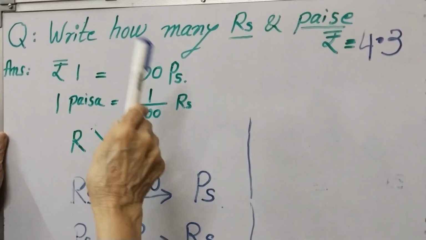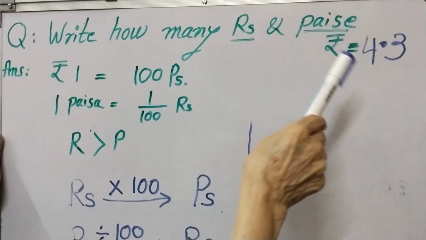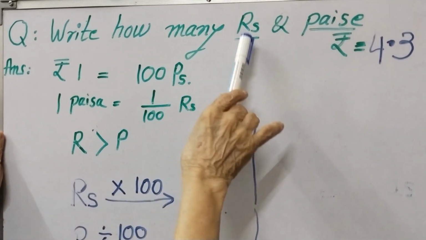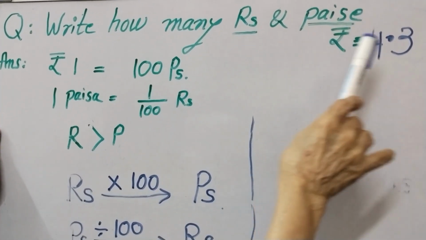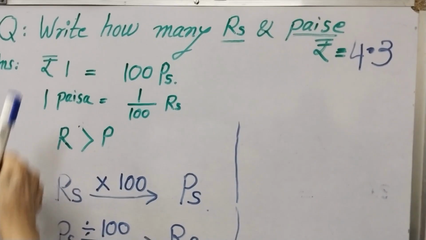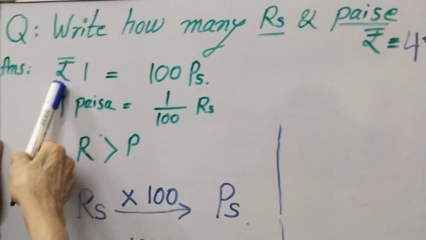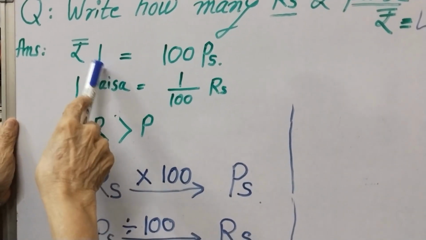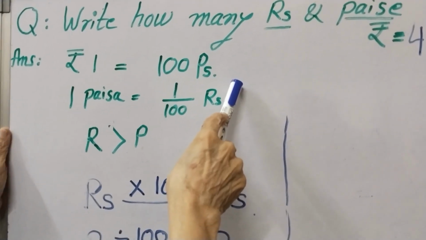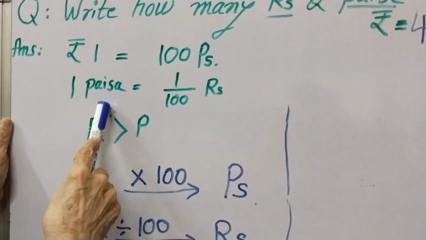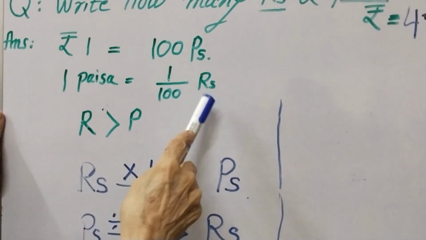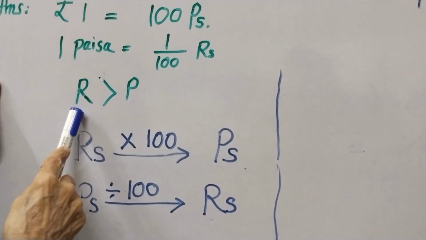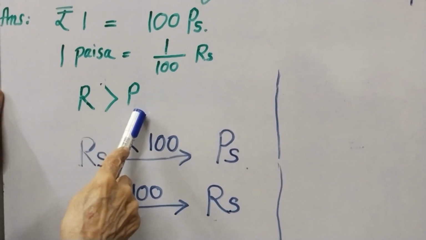This second question we have chosen to give us enough practice, meaning the method remains the same. Write how many rupees and paise are in Rs 4.3. Rs is a term given to rupees in India. We know 1 rupee is equal to 100 paisas, so 1 paisa means the 1/100th part of a rupee. Naturally, the rupee is a bigger measure while the paisa is a smaller measure.